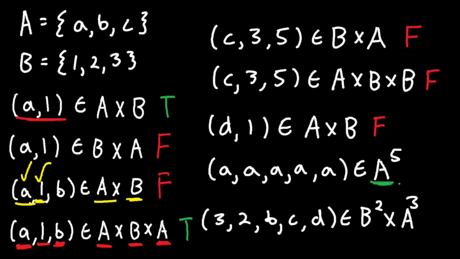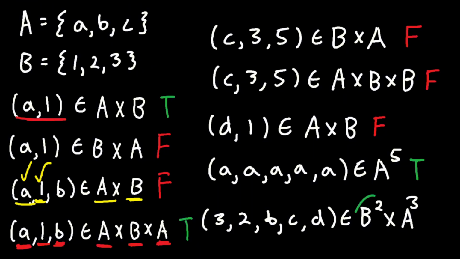But A5 stands for A cross A cross A cross A cross A, 5 times, right? We just have 5 A's multiplied together. So this is A to the power of 5. It's just A Cartesian product with itself 5 times. So we should expect 5 elements of A inside of the tuple, okay? And we do. We have 5 elements of A inside this tuple. Therefore, this is true.